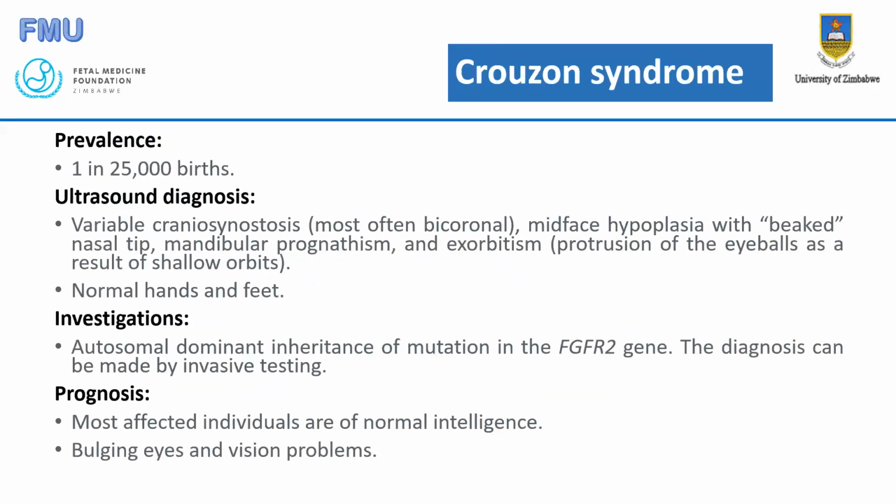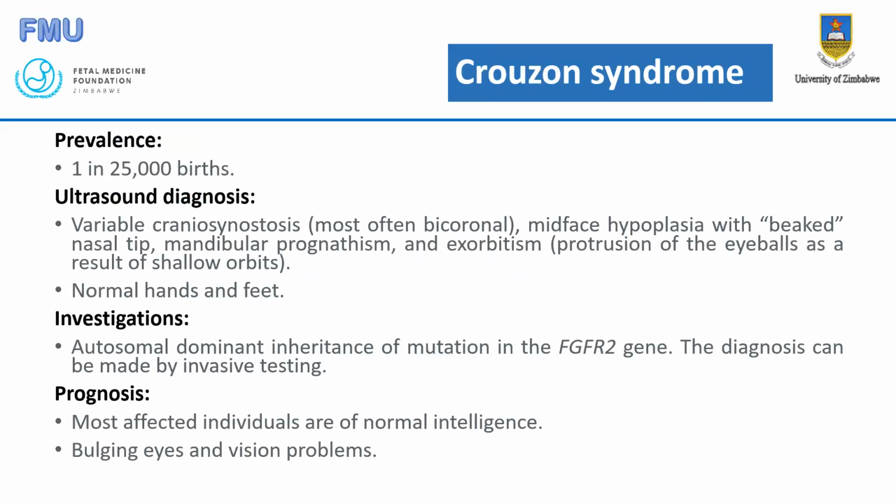Then let's go to Crouzon syndrome. It occurs in about 1 in 25,000 babies. There is variable craniosynostosis, most often bicoronal. There's mid-face hypoplasia with a big nasal tip. Big means it's looking like a beak. Then we have mandibular prognathism.